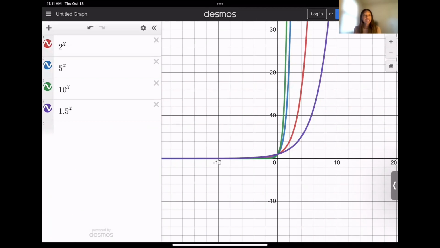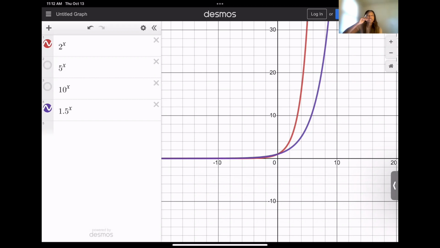The bigger your base, the steeper or the faster your curve increases. So if we look at these from smallest to greatest, the smallest base is 1.5. This function is growing the slowest. When we look at 2 to the x, notice the graph grows faster. The y values go up faster than they do for the purple graph, okay?